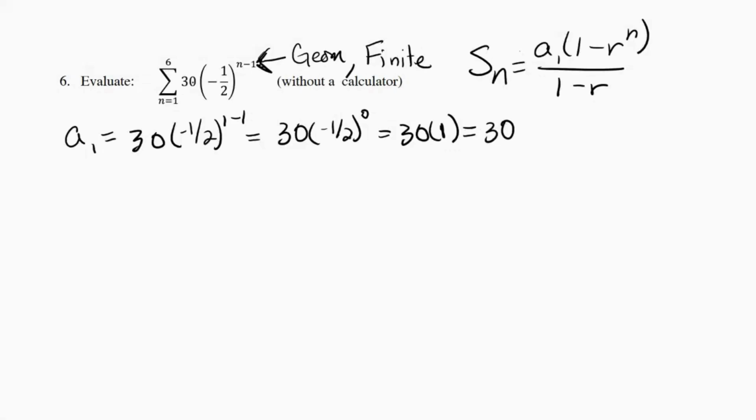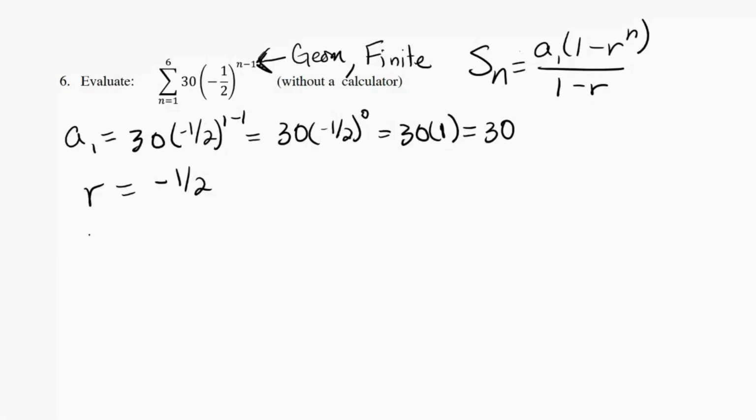Wait a minute, isn't that just the a sub 1 in our formula? Yes, but not all the time. So just be very careful, plug it in every single time, and just be sure. Now, I could plug in 2 and get negative 15, plug in 3, get negative 15 over 2. Or you can easily find it. What's that base of the exponent? So our r is negative 1/2.